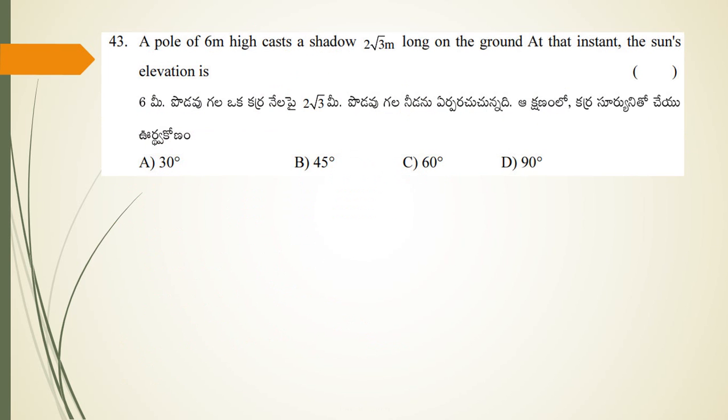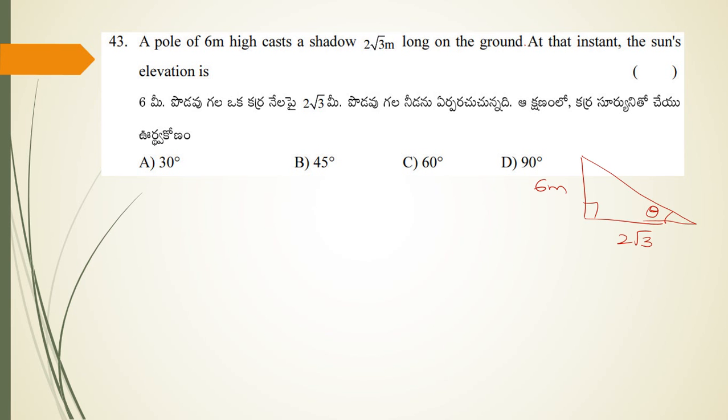43. A pole of 6 meters high casts a shadow of 2√3 meters long on the ground. At that instant, the sun's elevation is, so it is asking you to find the angle, right? In these types of questions, you need to draw the figure. A pole of height 6 meters is there, and it is casting a shadow of 2√3 meters, and it is asking you to find this angle of elevation.